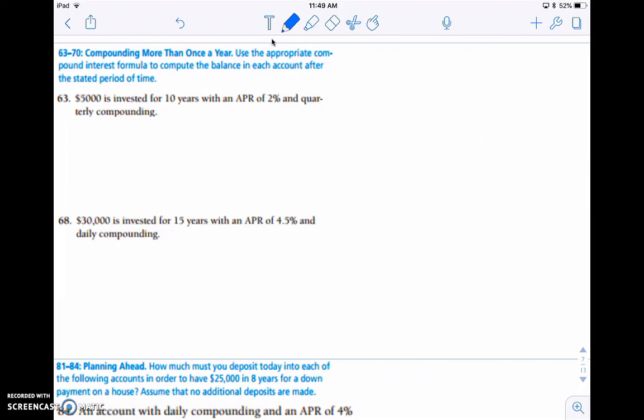So we are going to use the appropriate compound interest formula to compute the balance in each account after the stated period of time. The first one, we have $5,000 invested, so our principal is $5,000 for 10 years. So in our formula, capital Y is not 1,000, it's 10. Sorry about that. With an APR of 2%, that's 0.02, so it always needs to be a decimal, and quarterly compounding. There are 4 quarters in a year, so our N is equal to 4.